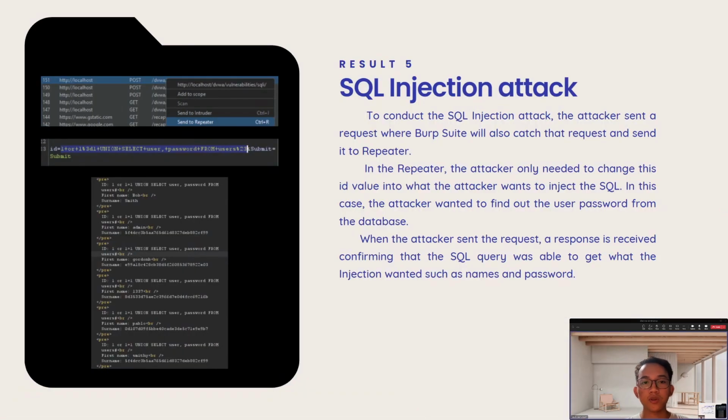Now, in order to execute this, we need to use Burp Suite to get the request message and send it to the Repeater tool. In the Repeater, the attacker only needs to change the ID value into what the attacker wants in order to inject the SQL. In this case, we would like to get the username and password from the database user. And we simply change the initial value, which is 1, into 1 plus the extra SQL queries that we want to execute.